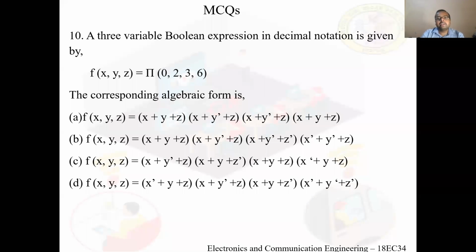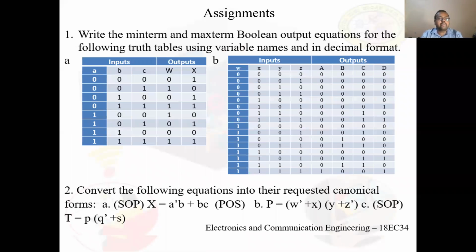Now we'll look at some of the assignment questions on session 2. Write the min term and the max term Boolean output equations for the following 2 tables using variable names and in decimal notation form. You should write it in algebraic form as well as in decimal equivalent notation form for the output variables W and X both. Similarly for A, B, C and D also.